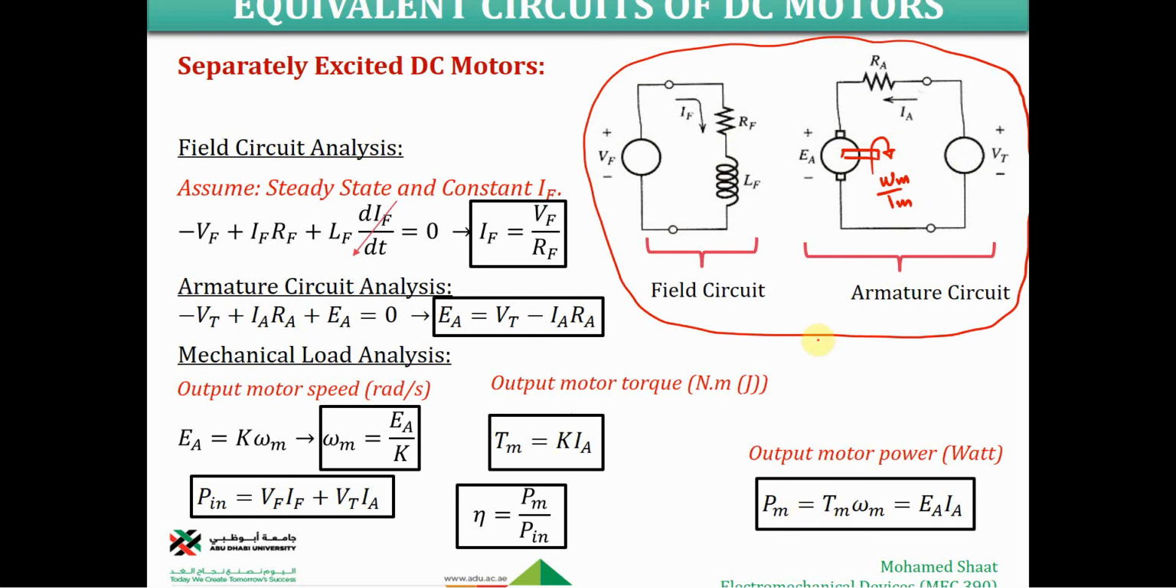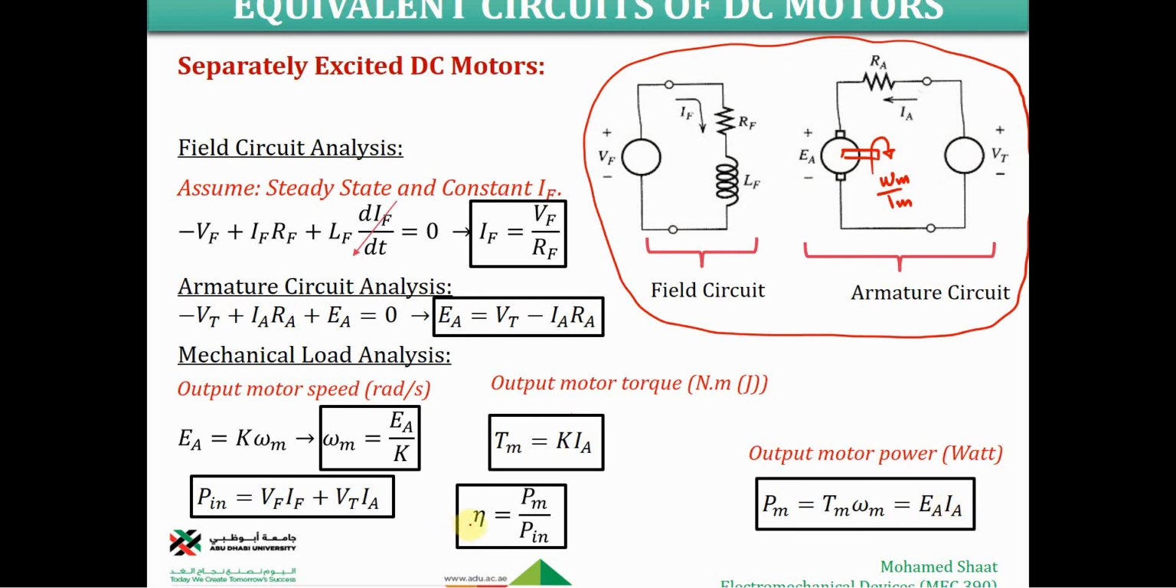The output power is going to be mechanical power, which equals the torque times the omega, which is the rotation speed. If you just multiply omega times T, this is going to give us the output mechanical power of this electrical motor, which can be related because both are dependent on K. So simply, if you substitute for T equals K times I, and omega m equals E divided by K, you're going to end up with EAIA. This is going to give us the electrical motor power as output power.